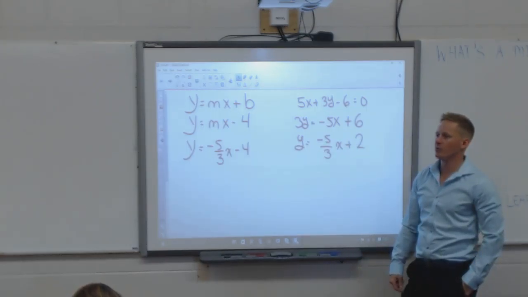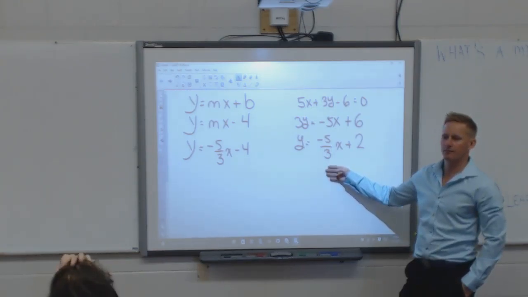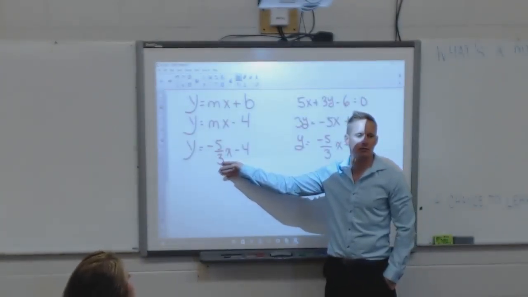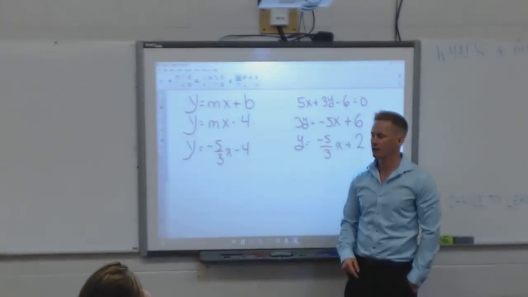I have two equations that will be parallel to each other. What's the y-intercept in this equation? 2. What's the y-intercept in this equation? Negative 4. And because they have the same slope, they're going to be parallel to each other, right?